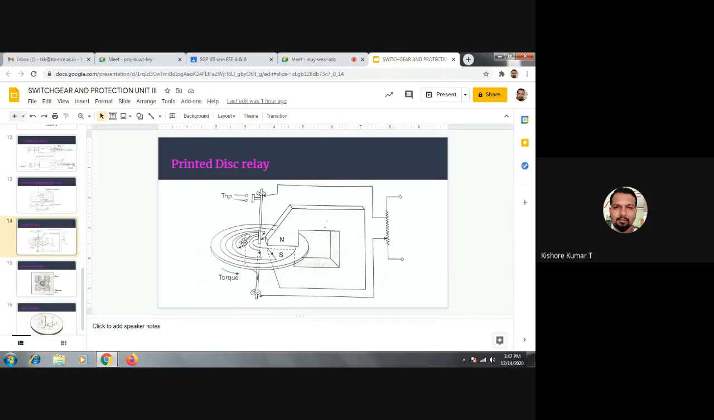So I will tell the ranges of fault currents at which these relays may be operated. Actually, it is based on the VA, volt ampere burden. Generally, these induction disk relays or induction relays will be operating for a faulty condition with a volt ampere burden of 2.5 VA.